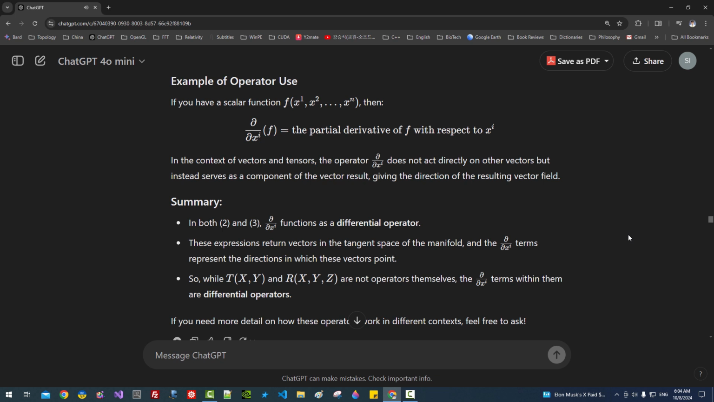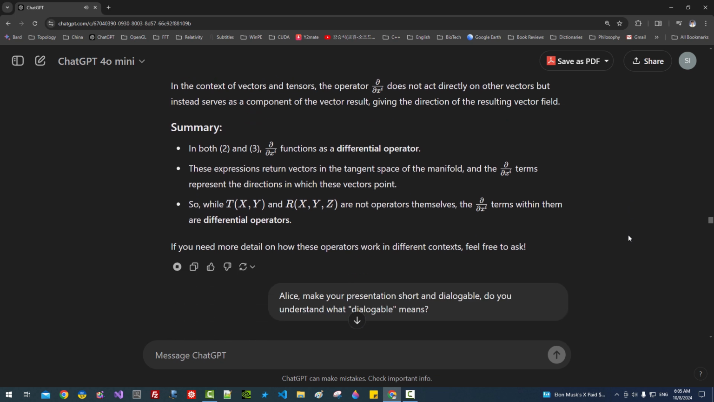Summary: in both 2 and 3, ∂/∂x^i functions as a differential operator. These expressions return vectors in the tangent space of the manifold, and the ∂/∂x^i terms represent the directions in which these vectors point. So, while T(x,y) and R(x,y)z are not operators themselves, the ∂/∂x^i terms within them are differential operators. If you need more detail on how these operators work in different contexts, feel free to ask.